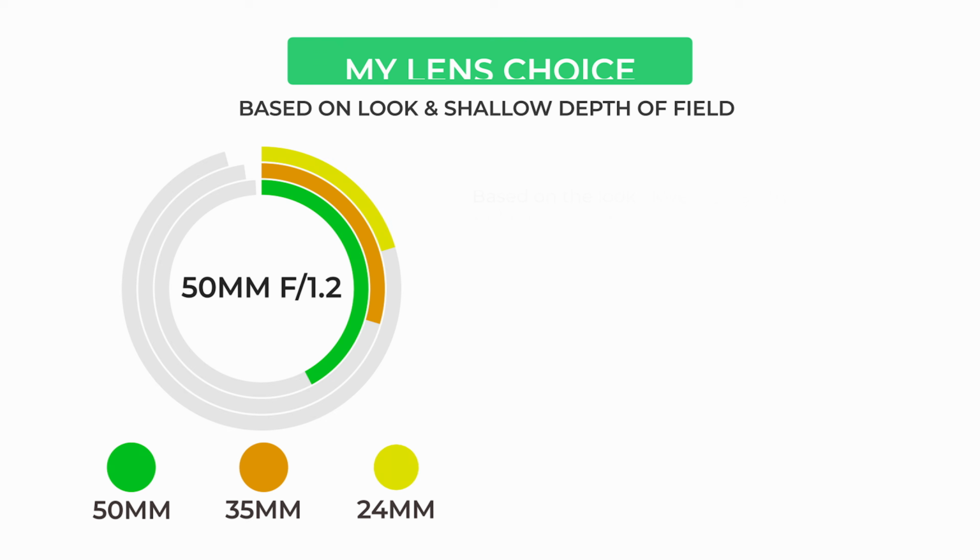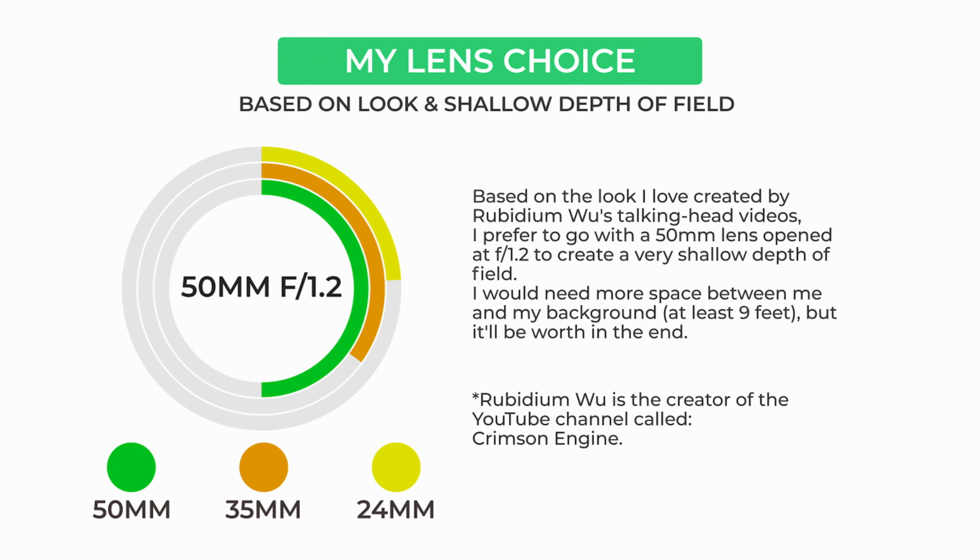Even though my face benefits more from the 24 to 35mm range, I will be using a 50mm at f/1.2 to create a nicely compressed background with a very shallow depth of field. I love the look Rubidium has on his channel, and that is the look I want to achieve for my channel as well.